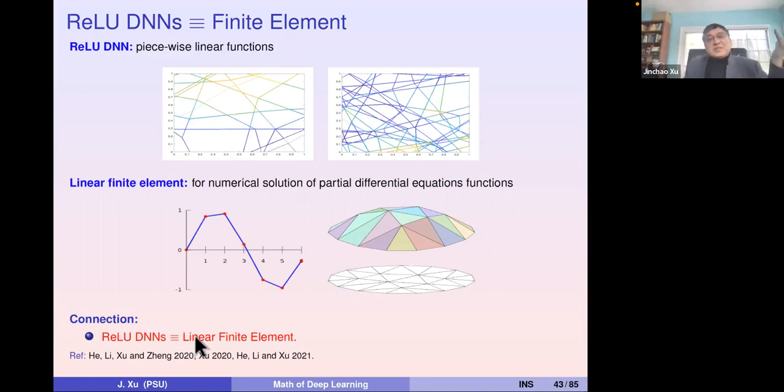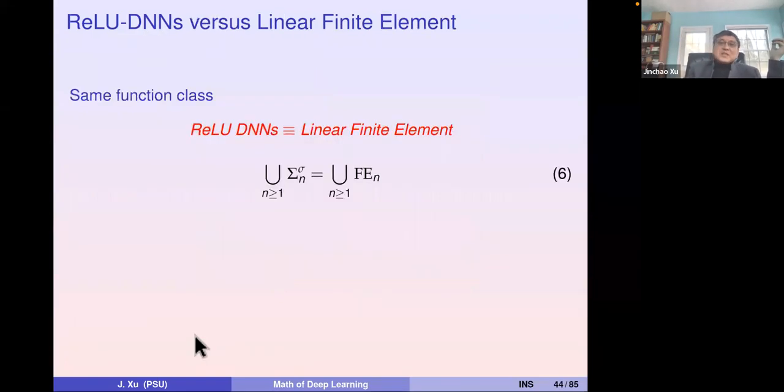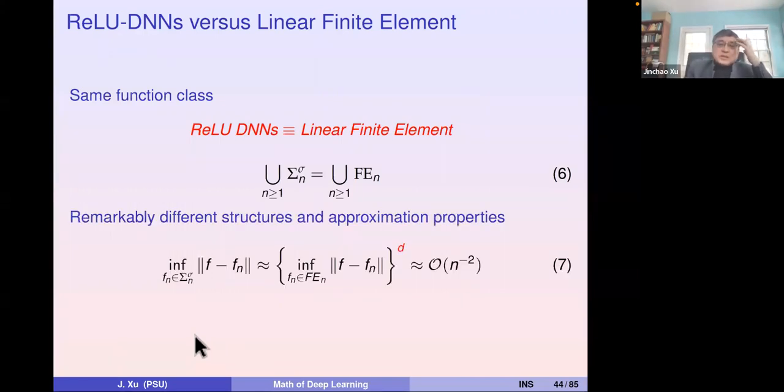This is what got me excited, because I worked on finite element for 30 some years and I know a few things about it. You have the same functional class, the same jungle. Now, this is the most interesting property we recently proved with Jonathan Siegel. If you take n neurons, even though they form the same functional class, they have totally different structures. In terms of approximation, one depends on the dimension and the other is independent of the dimension, if you assume the function to be approximated is sufficiently regular. This is quite remarkable.